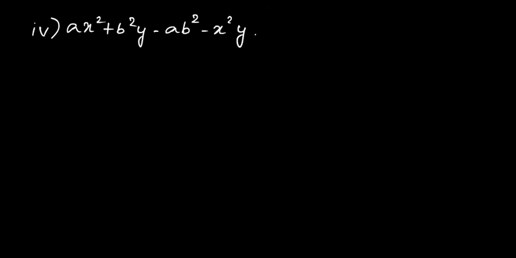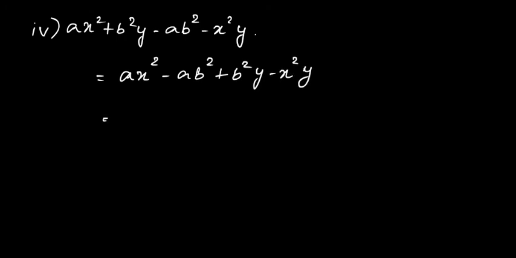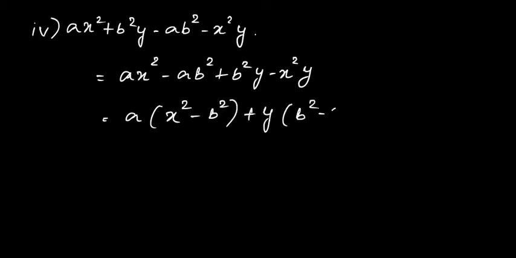Fourth question, ax square plus b square y minus ab square minus x square y. So here we'll just rearrange it. So after ax square, we'll write minus ab square plus b square y minus x square y. So now from the first two terms, we can take a as common. So when we take it out, we'll get x square minus b square. And from the next two terms, we can take y as common. So when we take it out, we'll get b square minus x square.